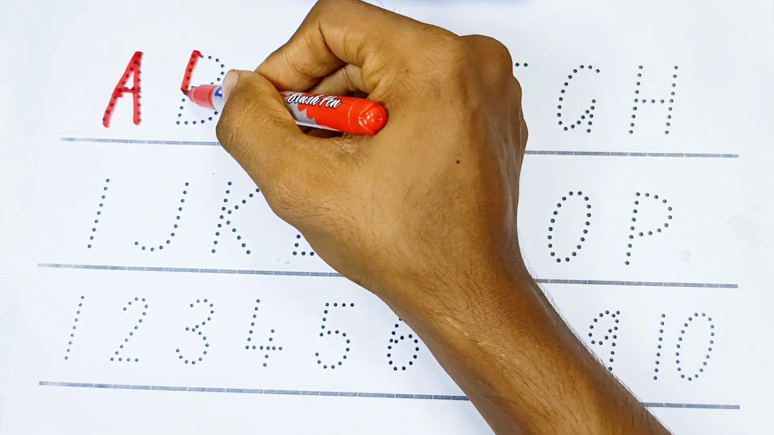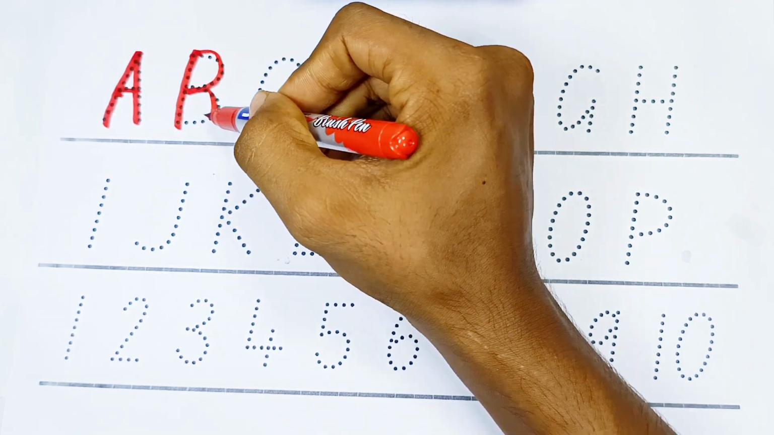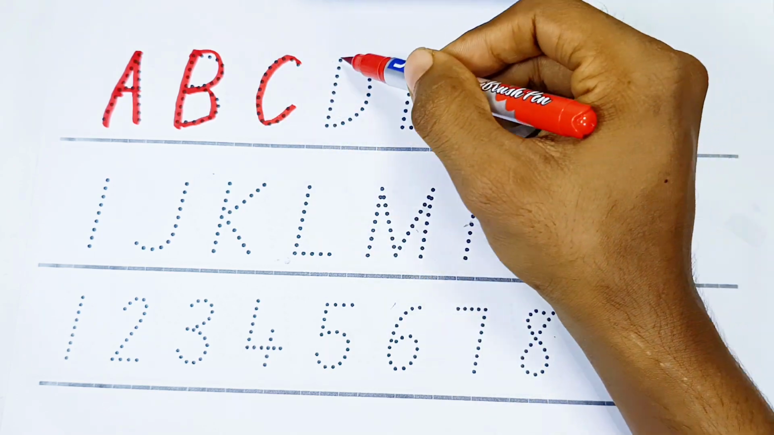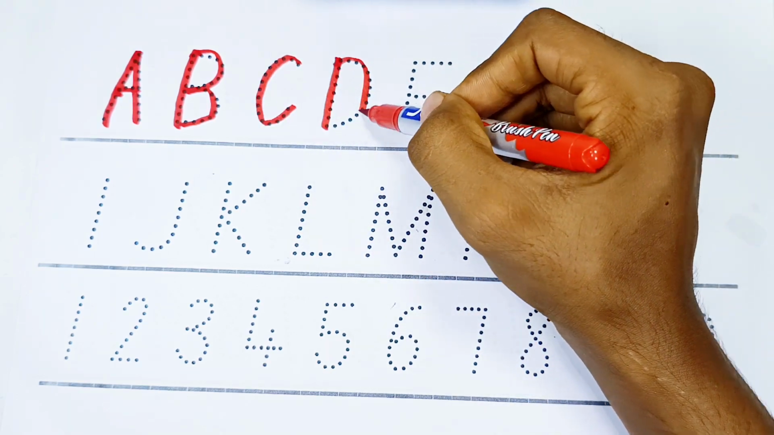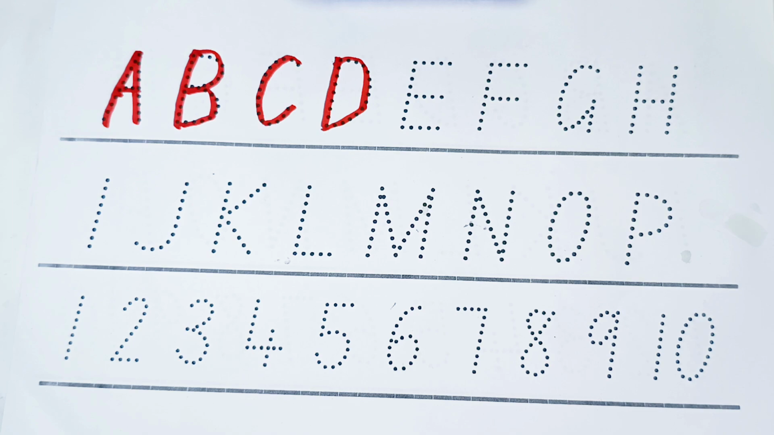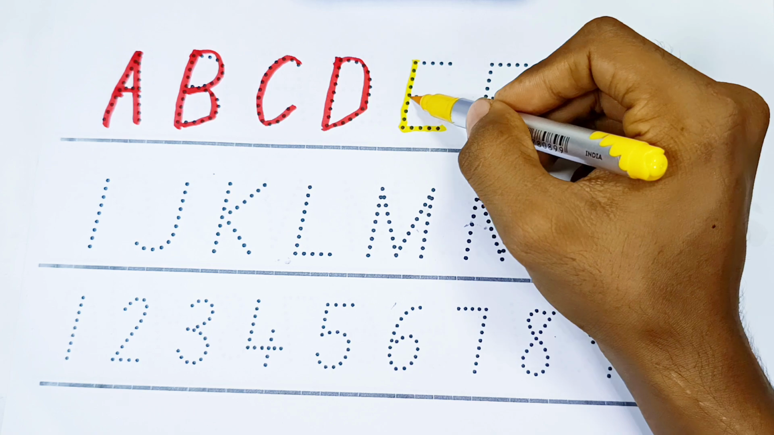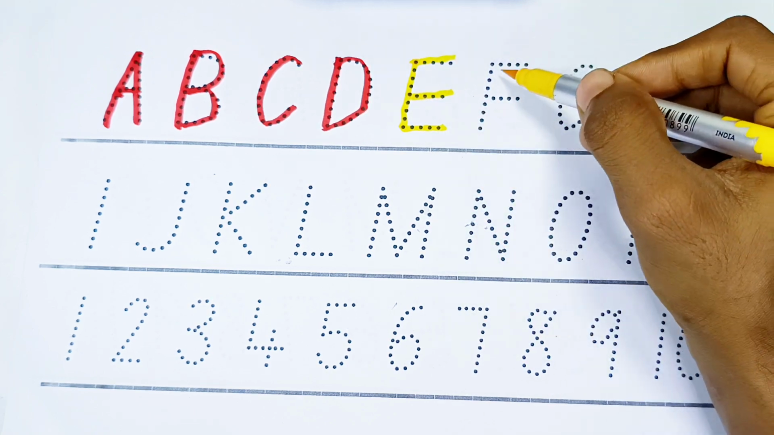A for apple. B for ball. C for cat. D for dog. Kids, now you draw E. E for elephant.